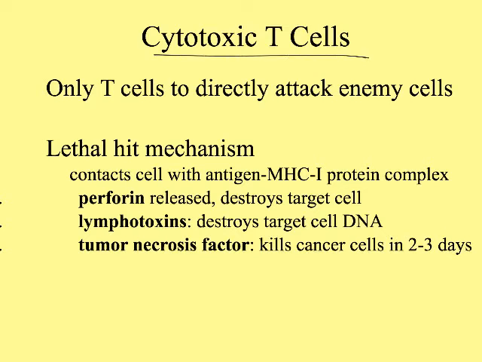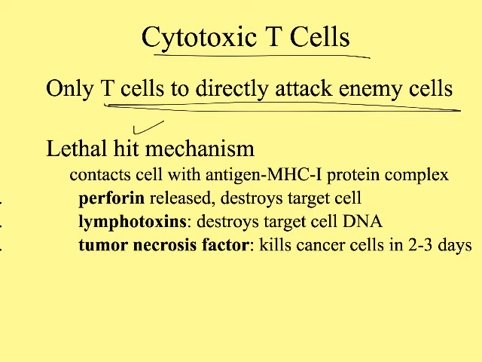Cytotoxic T cells are the only T cells that directly attack enemy cells. They have what's called a lethal hit mechanism. They release perforin, so they put a hole in the cell wall or the cytoplasm. We have lymphotoxins, which can destroy target cell DNA, and we have tumor necrosis factor, which can kill tumor cells.